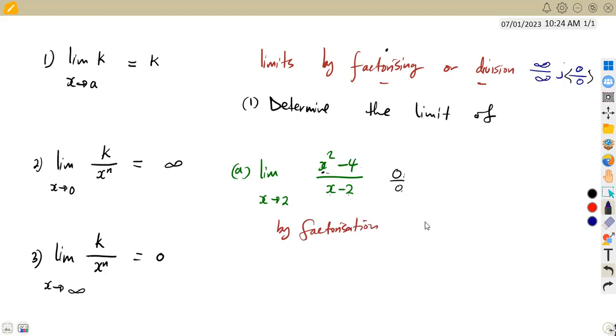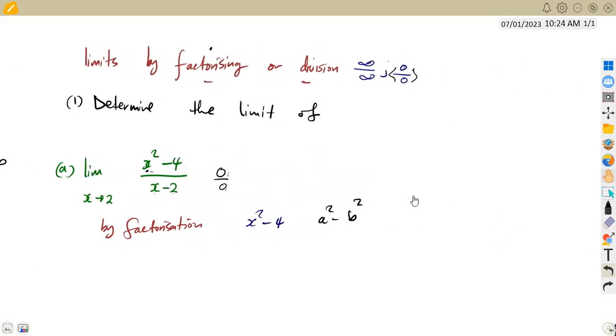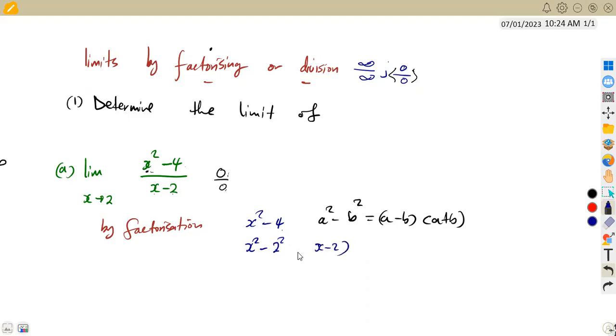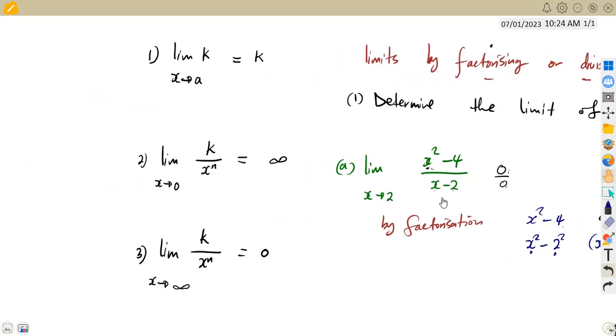Given x squared minus 4, we know this is taken from a difference of two squares, where we have a condition of a squared minus b squared, which is going to give us a minus b into a plus b. So if we apply the difference of two squares here, this can be written as x squared minus 2 squared. 4 is the same as 2 squared. So we have got x minus 2 and x plus 2. So this is what you're going to obtain after factorizing this part here.